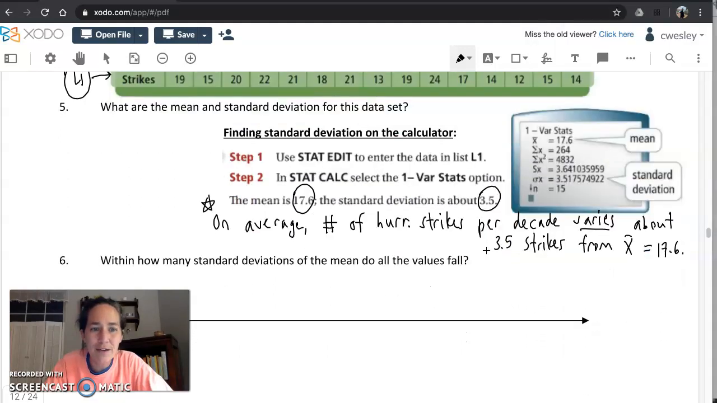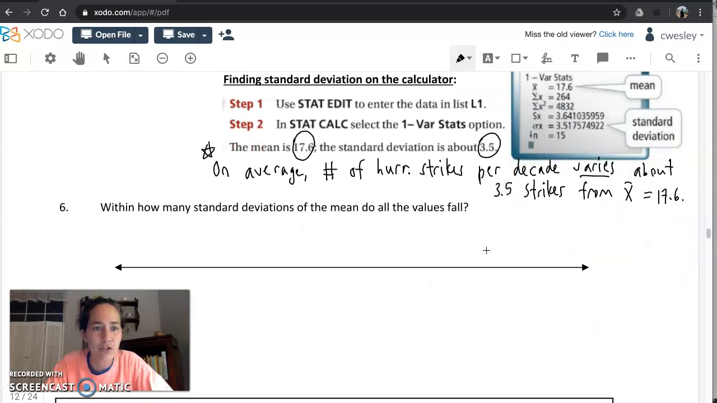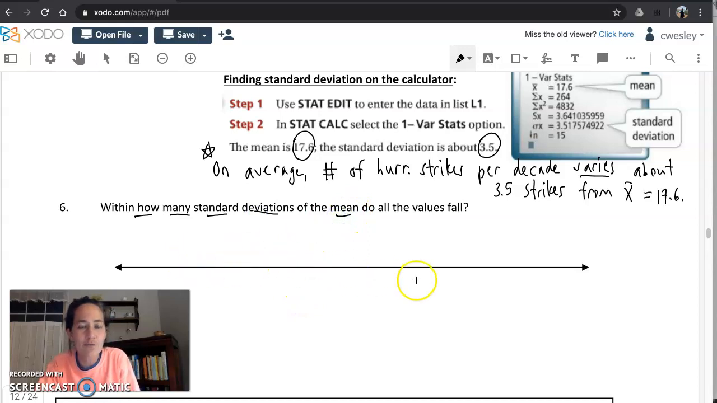Now I want to keep the calculator close by while I answer question 2. What is the spread like of this data? Within how many standard deviations of the mean do all the data fall? So what I want to try next is we're going to make a display, usually called a dot plot, but I might do it with X's.